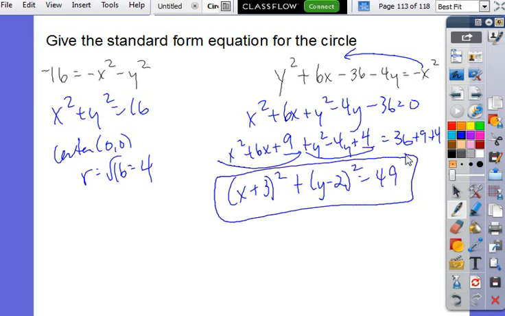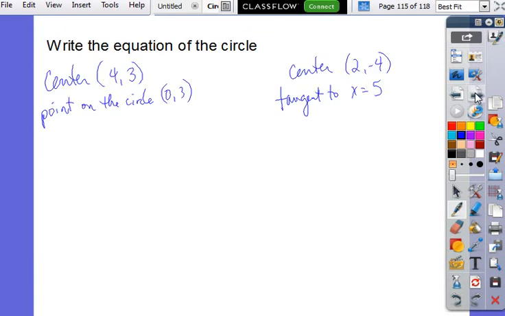Center is negative 3, 2. Radius is square root of 49, which is 7. These right here we should never miss. Put the center part in, change the signs. How do I find the radius if it gives me a point of 0? If the 3 is the same as the y, then all I've got to do is see how far the 4 and the 0 are away from each other. It's 4 spaces. Make sure you put 4 squared or 16.